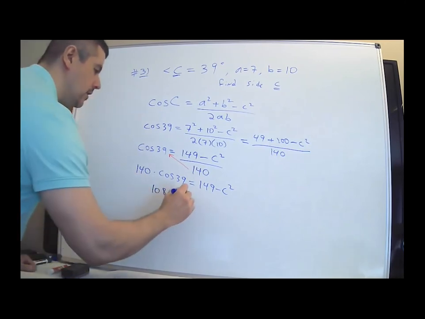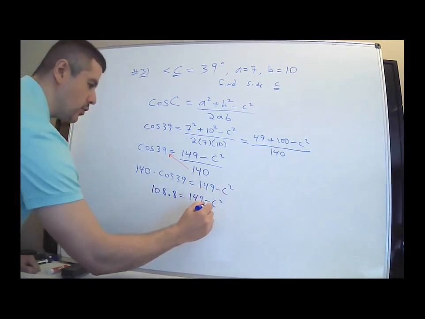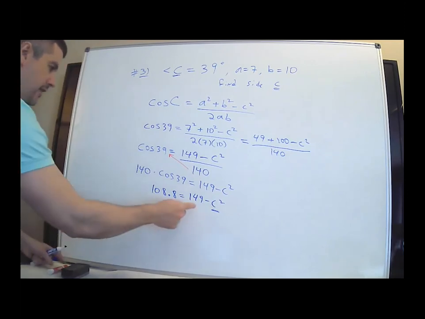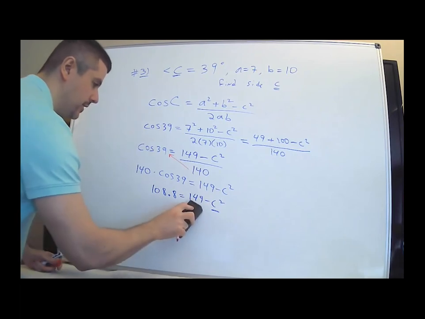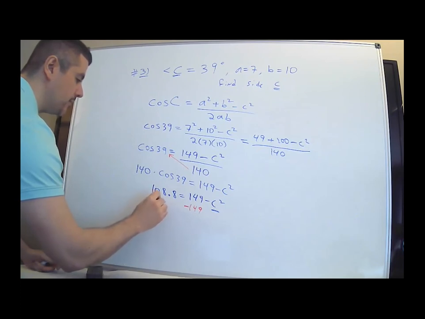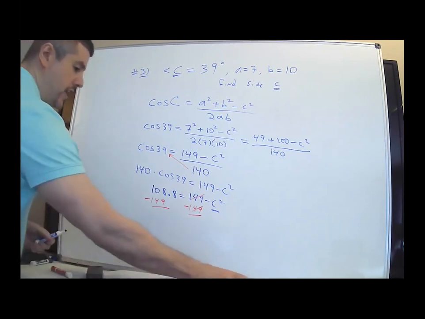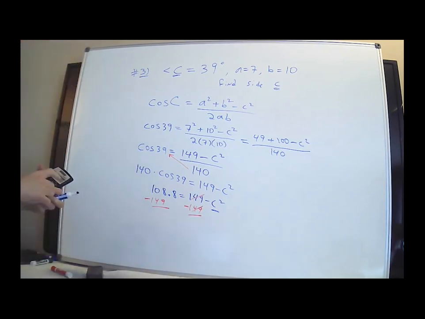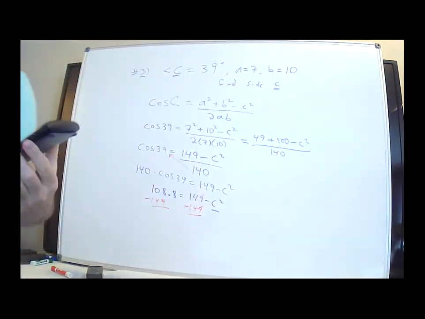149 minus C squared. Now, I need C squared by itself. So I have to get rid of this 149. I have to subtract 149 from both sides. You have to cross out that 149. So then again, take the calculator. I'm going to do 108.8, and I'm going to subtract 149. Even if I can do it in my head, I'm not going to. So I get 40.2.